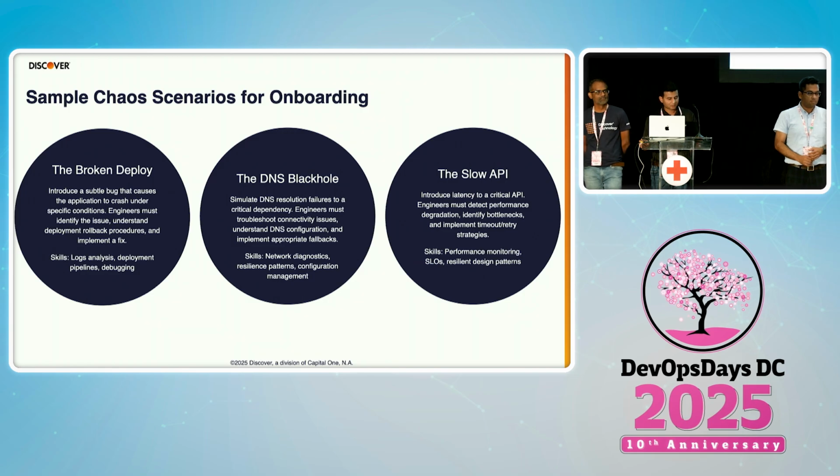For example, if you're in a fintech company, introduce a bug in a sandbox that causes a login service or something to fail. Then new hires have to identify the rollback commands in the Jenkins pipelines. So it will mirror an incident that you had earlier. Okay, so that is what broken deploy is.